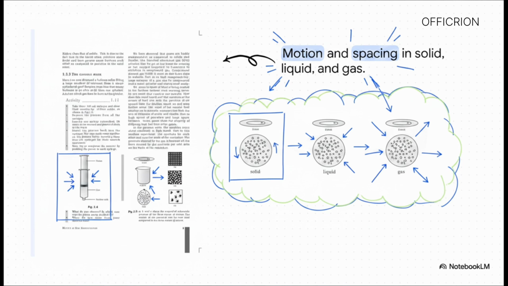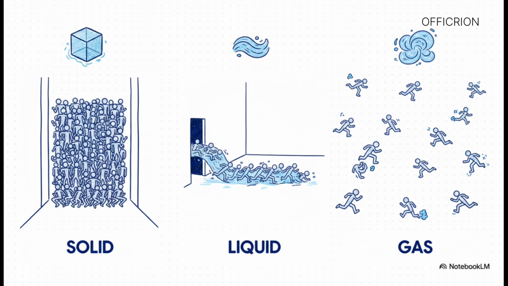Then, check out the liquid. You can see there's just a little bit more breathing room there. And finally, the gas. I mean, look at that vast empty space between the particles. They are totally free to roam around and just bounce right off the walls of their container. Let's translate those visual differences into actual facts you can use on your exam.